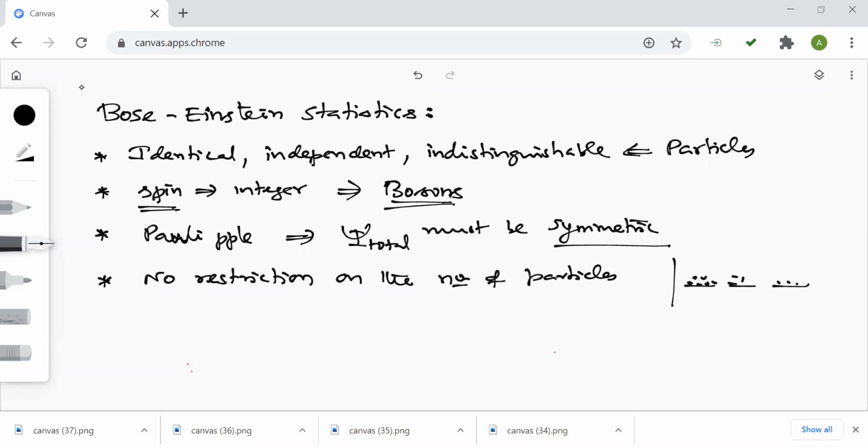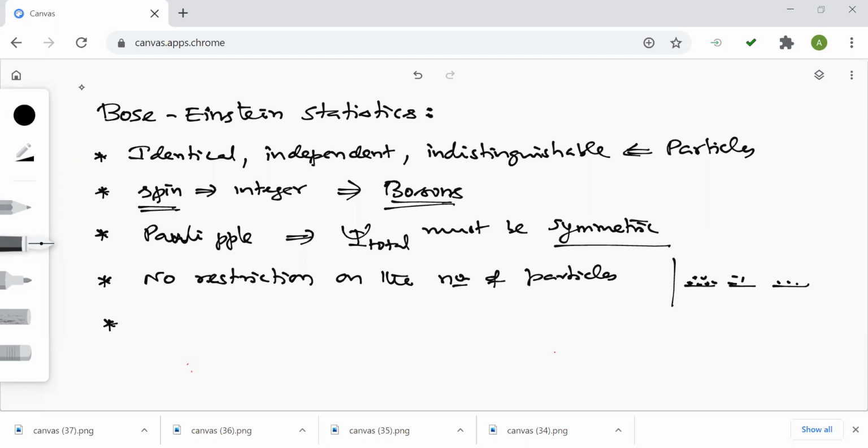In the Fermi-Dirac statistics, I told you in each state you can place only one particle, whereas in Bose-Einstein statistics, there is no restriction. You can place any number of particles in a state, right? So these are all the informations we should keep in mind.